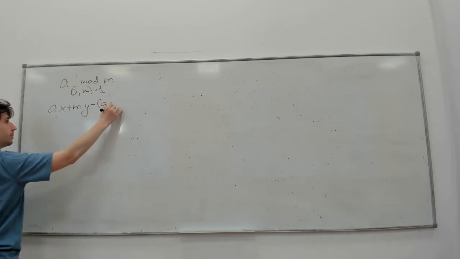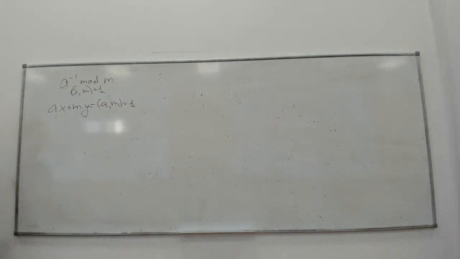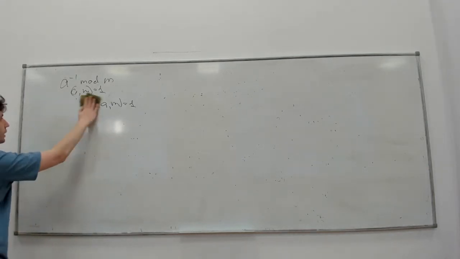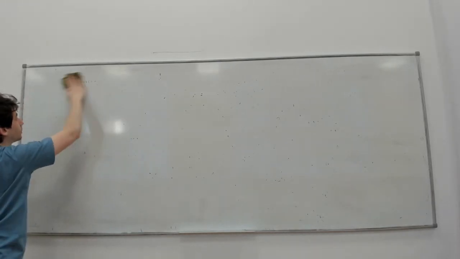So gcd(a, m) equals 1. So it is ax plus my equals 1. And if you take this modulo m, this will go out, and you will find ax modulo m equals 1. So x is exactly the target, because x is exactly the value that multiplied by a returns 1. So this is the inverse. But I will explain how to do this easier.